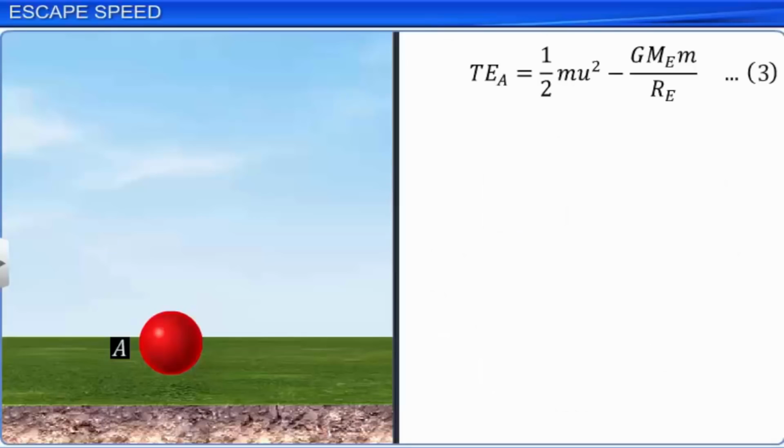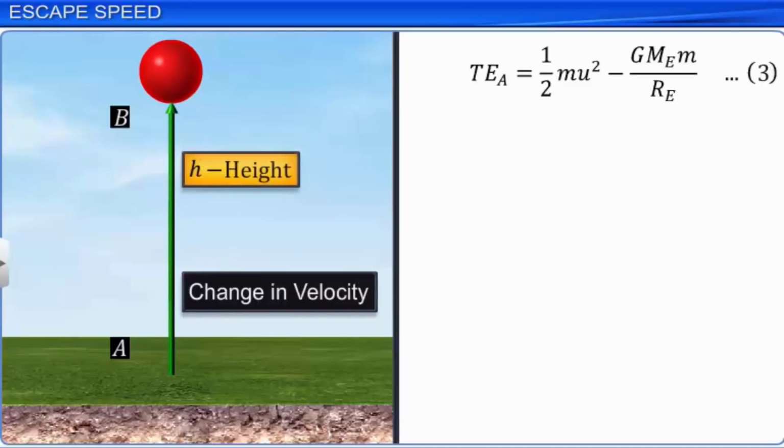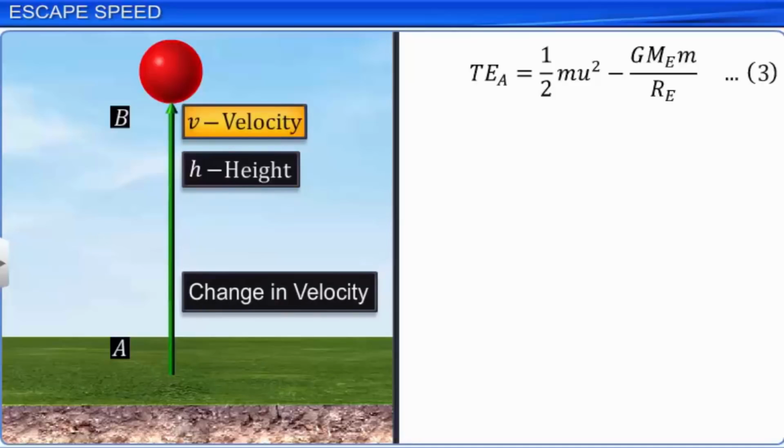Now, assume the body moves continuously in the upward direction with a continuous change in its velocity. At position B, the height gained by the body is h, and its velocity at this position is v. Then the kinetic energy of the body at the height gained is expressed as half mv square. Let this be equation 4.